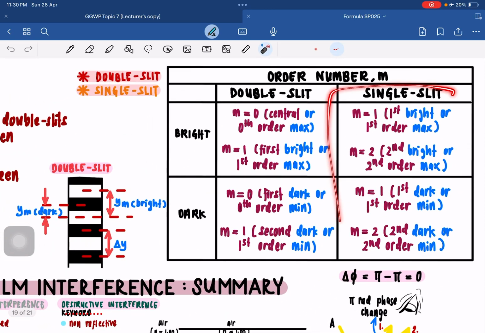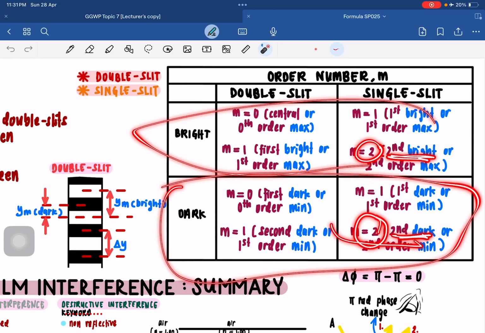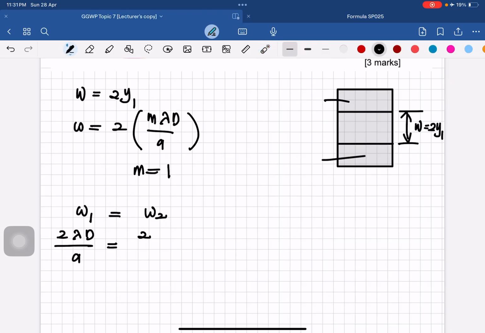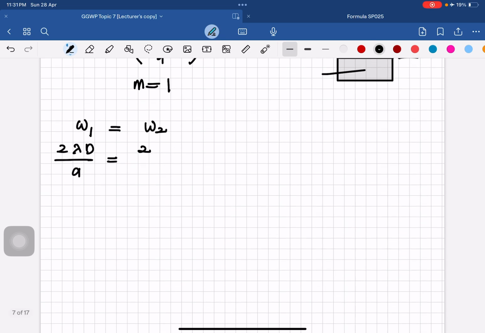Kalau kamu refer sini, single slit walaupun dia cakap second bright, order number masih 2. Second dark, M pun masih 2. Okay, sorry, ini bright. Kita pun fokus on dark pula. Okay, so nampak beza dia di sini. Second dark, tapi kita guna M equal to 1 untuk double slit. Tapi untuk single slit, second dark, M pun masih equal to 2. Okay, so sekarang ni, just know that M should be equal to 1.